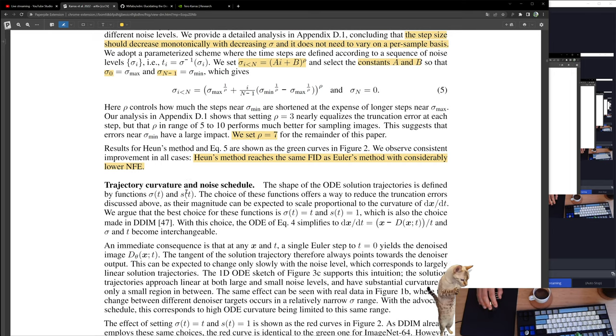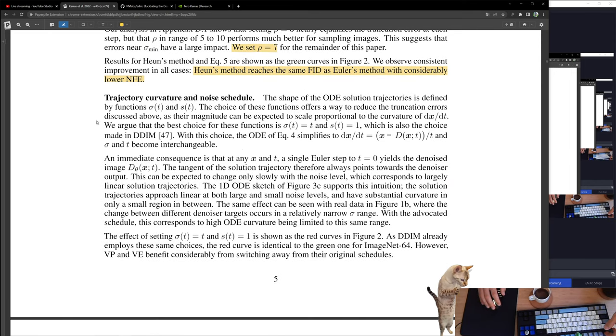Trajectory curvature and a noise schedule. The shape of the ODE solution trajectories is defined by these functions. The choice of these functions offers a way to reduce the truncation errors discussed above, which can be expected to scale proportionally to the curvature. The best choice for these functions is t and 1, which is also the choice here. With this choice, the ODE simplifies to that, and sigma and t become interchangeable.